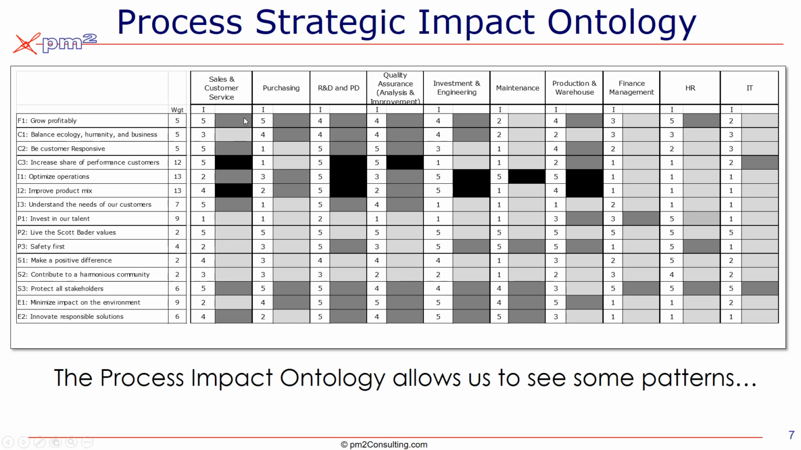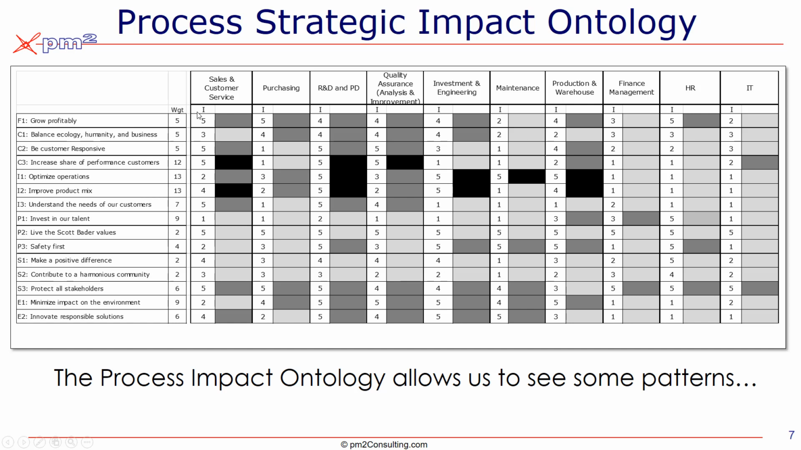Now, the shading is colored by the number of strategy points, we'll call them, at play. So for example, in this cell, we have 5 times 5, or 25 strategy points, and that gives us a dark gray. Here we have 3 times 5, or 15. That gives us a light gray. Here we have 5 times 12, or 60. That gives us a black. So the blacks indicate the critical nodes. For the team that runs sales and customer service, it's clear what they have to be super good at in order to achieve this strategy.